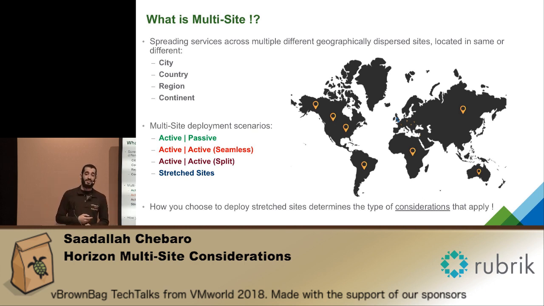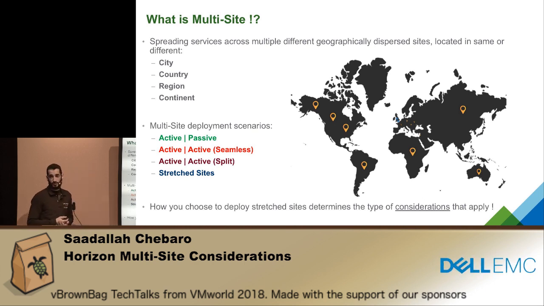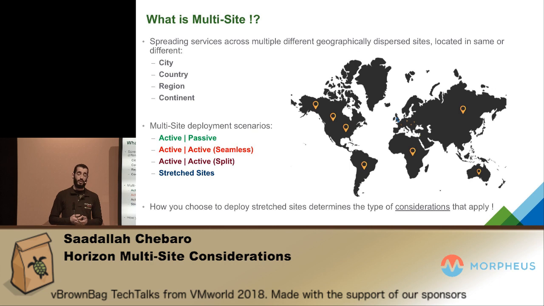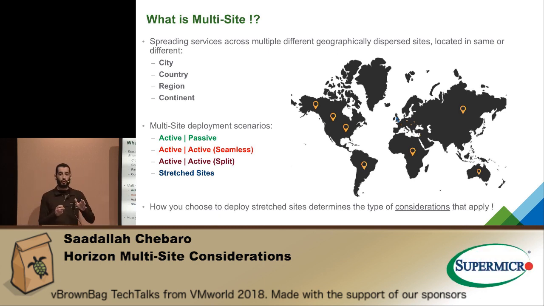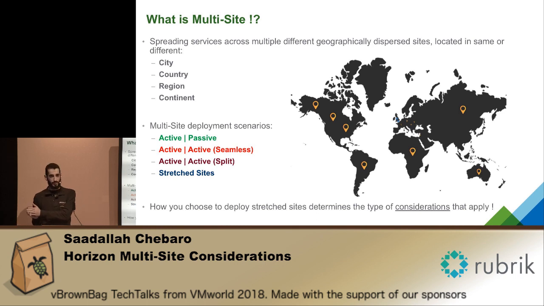So what are our multi-site scenarios? We have active-passive, which I'm sure 99% of customers are running. We have active-active seamless. And when I say seamless, I mean zero intervention. This is the hardest to achieve and the most expensive, and this is where we have to do lots of workarounds to get it working. I'll discuss that in a moment. We have active-active split. When I say split, it means I'm going to pin users to specific sites, and then every site is a failover to another site.